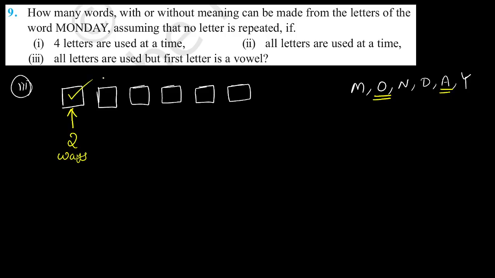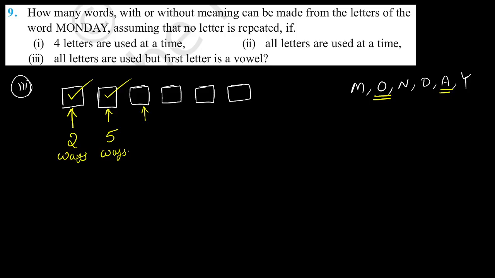Now I am going to the next box. All the letters are to be used, meaning that we are not repeating any letter. I am using all 6 letters. One letter is already in use in the first box, so from 6 letters, 1 is already lost. 5 letters are remaining. You can fill in 5 ways. Tick mark.